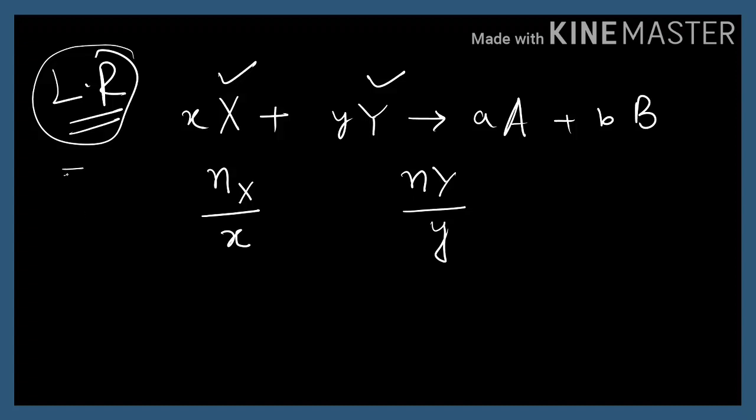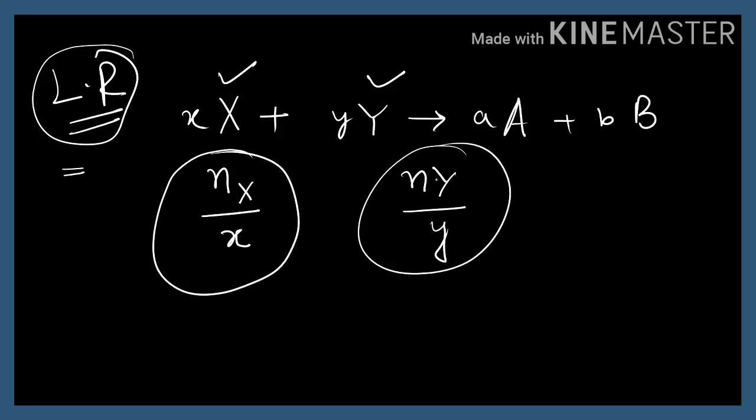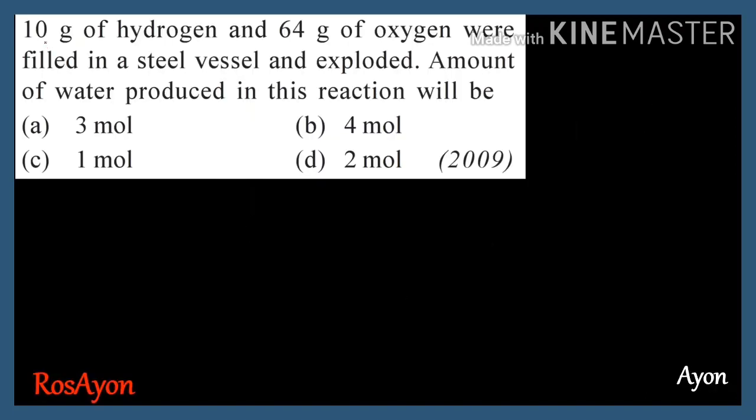To determine the limiting reagent, you see the value of this and this. Which is less, this is the limiting reagent. Okay, if this, then X is the limiting reagent. Now I show this concept with a real example. Here 10 gram hydrogen and 64 gram oxygen were filled in a steel vessel and exploded. Find the amount of water produced.